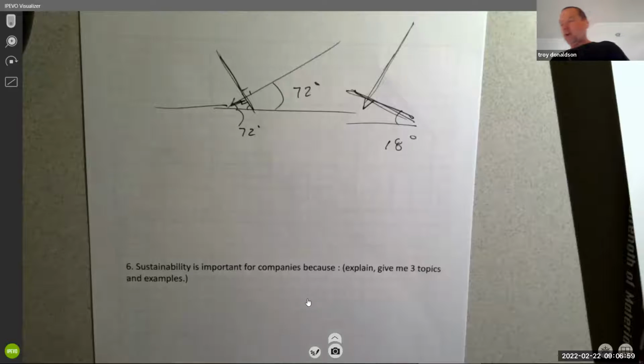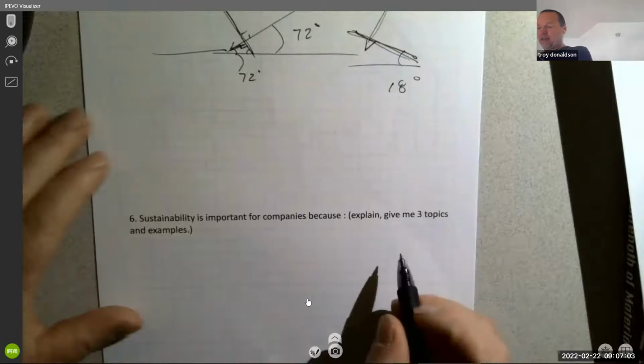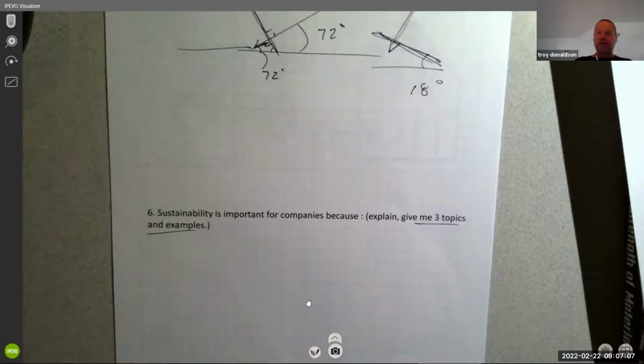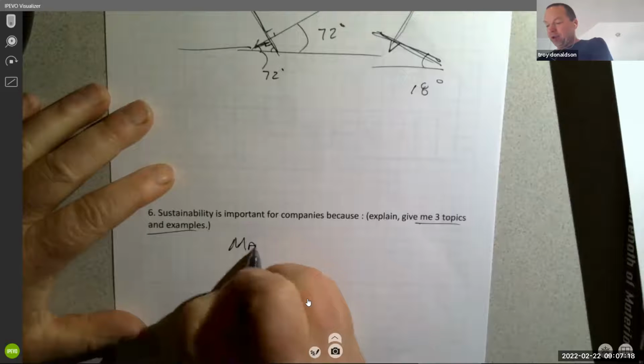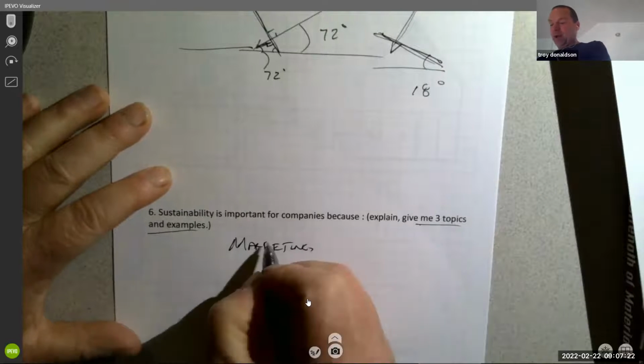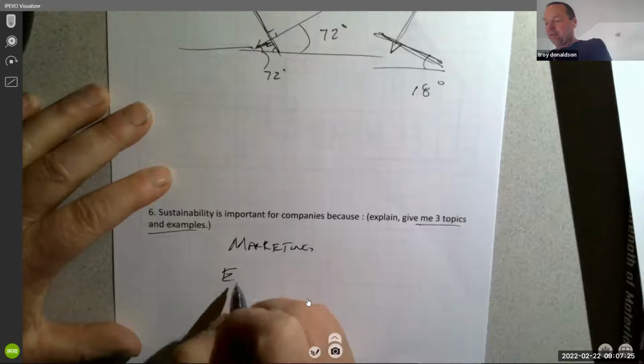Okay. All right. Sustainability for companies. Again, it says give me 3 topics and examples. It's pretty easy to come up with these. A lot of times, unfortunately, one of the primary reasons companies use sustainability is for marketing, to try and sell products. A better reason would be just for the environment.